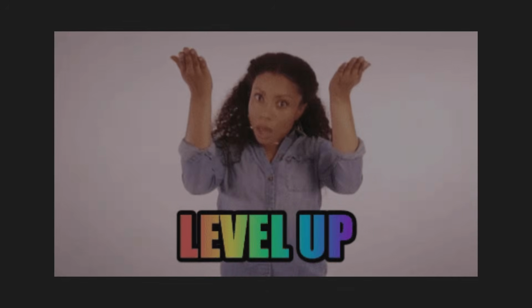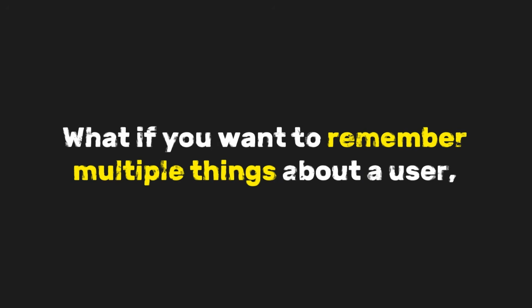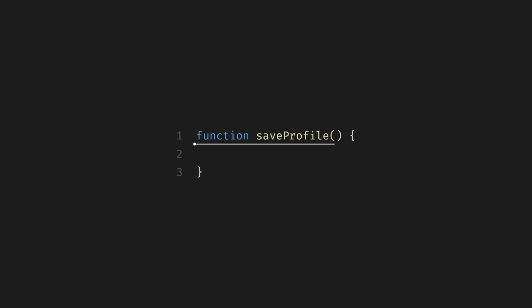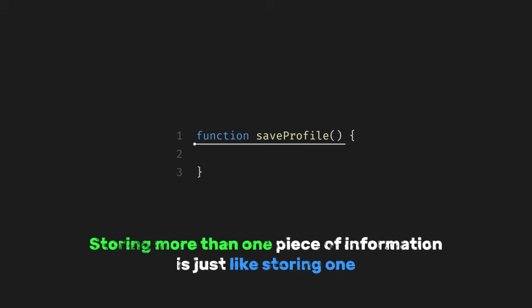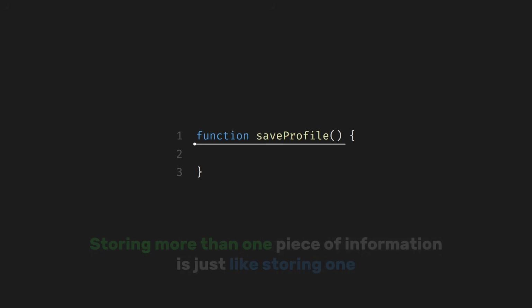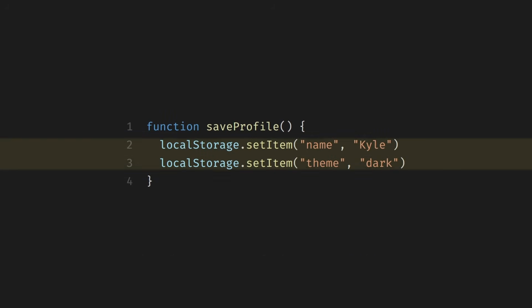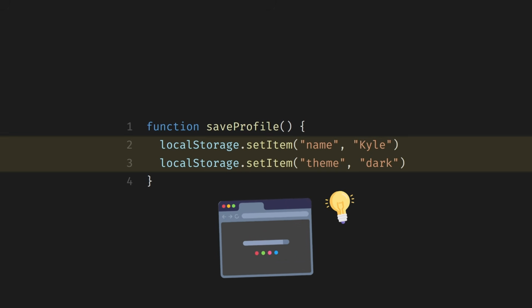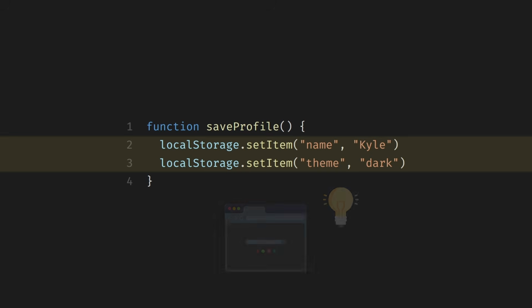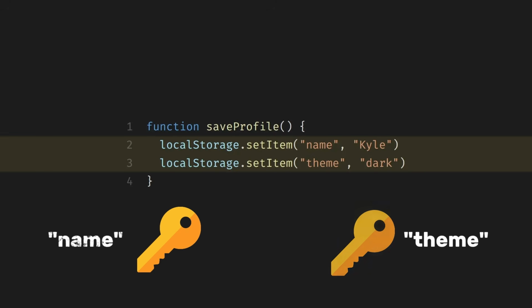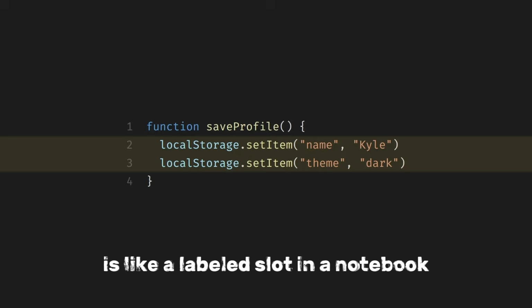Now let's level up. What if you want to remember multiple things about a user, like a mini profile? We start with a blank function called saveProfile. Storing more than one piece of information is just like storing one. You just give each fact its own key. Here, let's set a couple of items in local storage. Notice what just happened. The browser now remembers two separate facts. One key for the name, another key for the theme. Each key is like a labeled slot in a notebook.